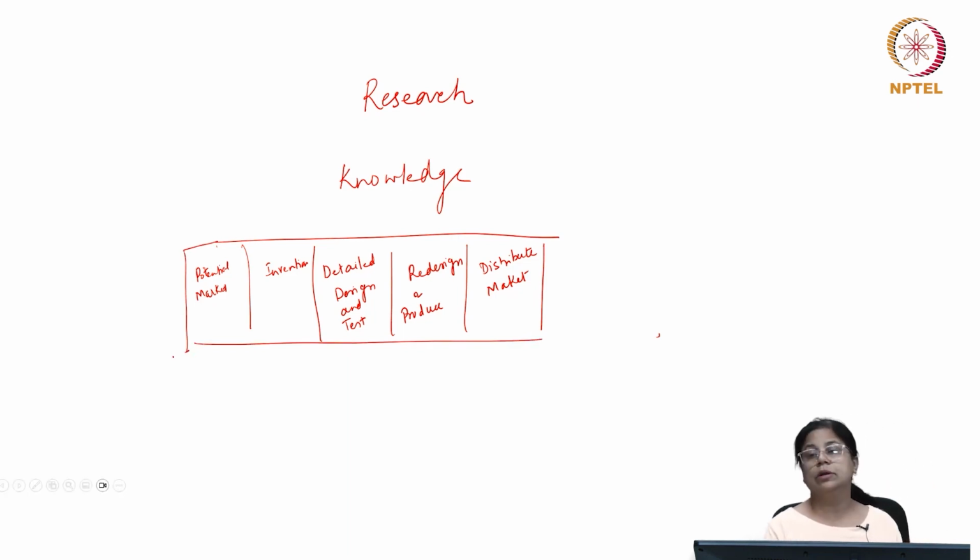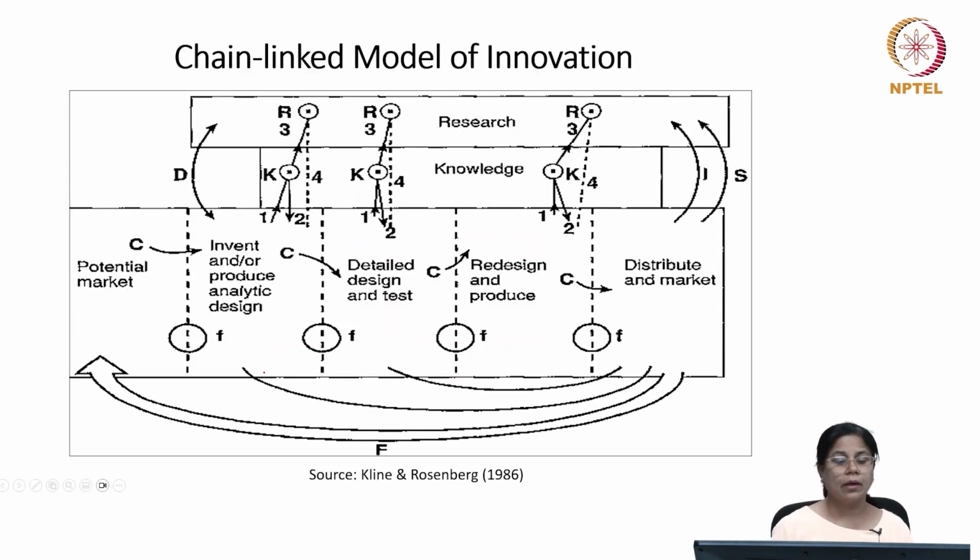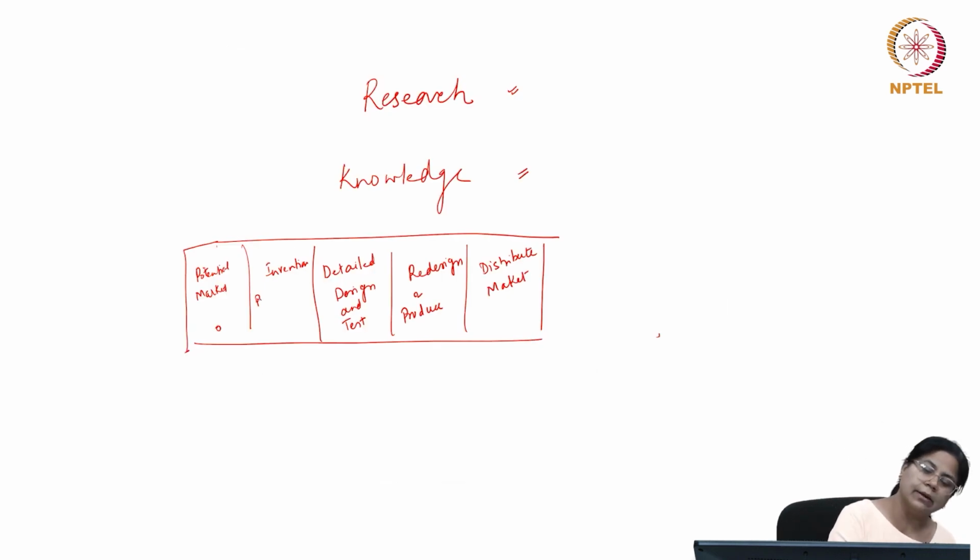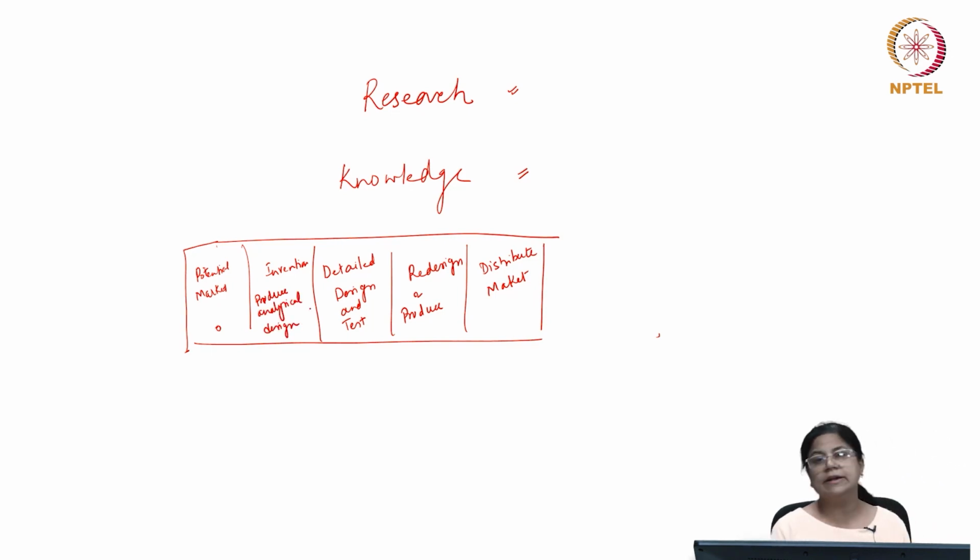That makes it easy to look at. So first, beginning with basic research, there is knowledge. What do we mean by knowledge? We will have a look at it. And then these are 5 steps: identifying the potential in the market, and then coming to invent the product or produce the analytical design, then having a detailed design and testing that needs to be done, then redesign and produce for mass production, and distribute the product in the market.